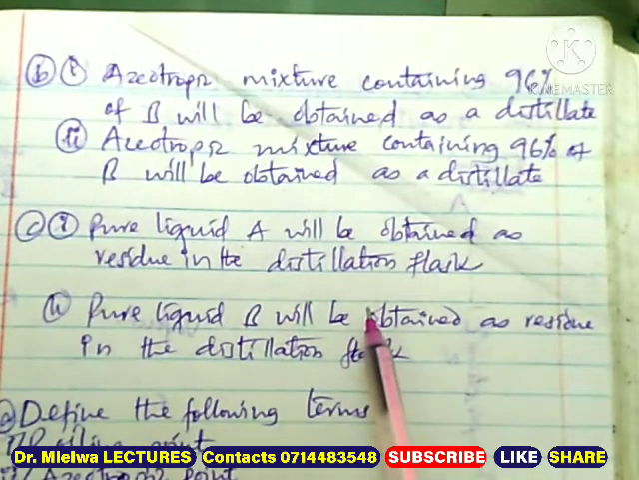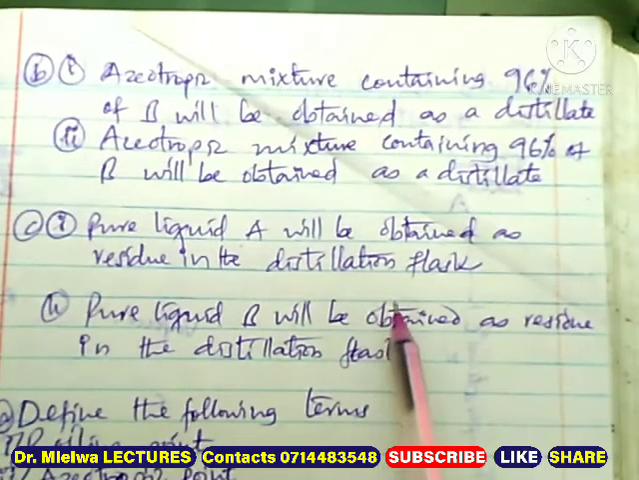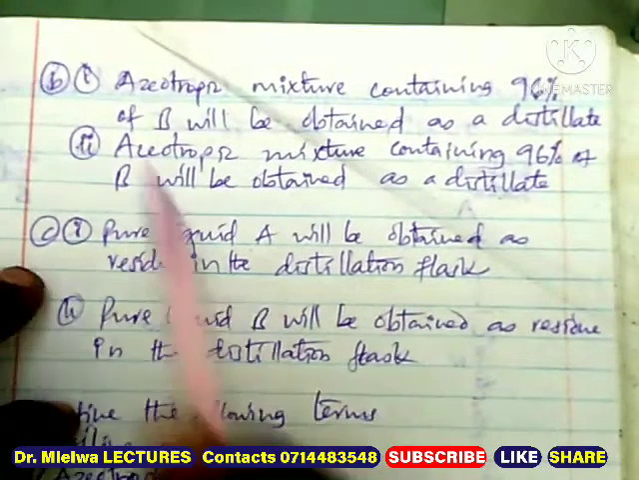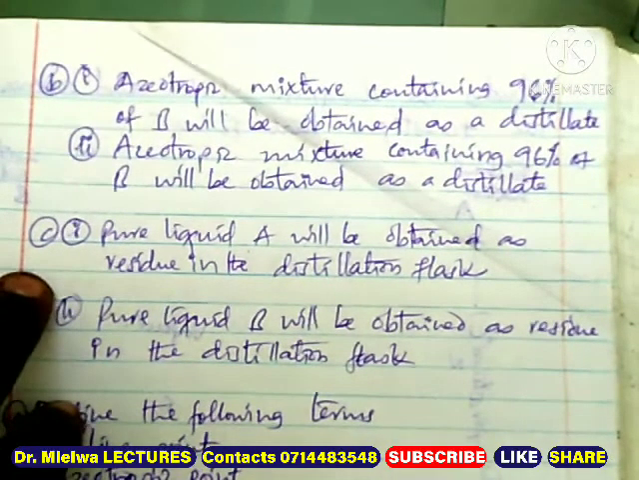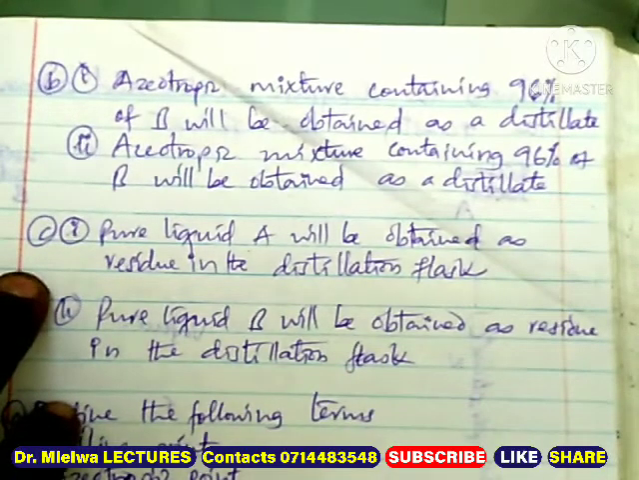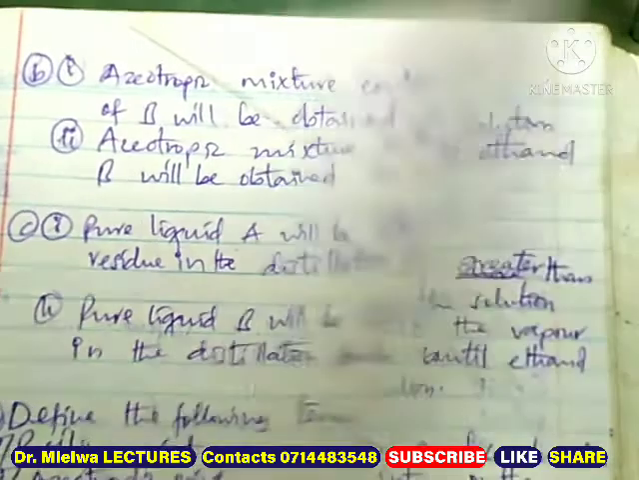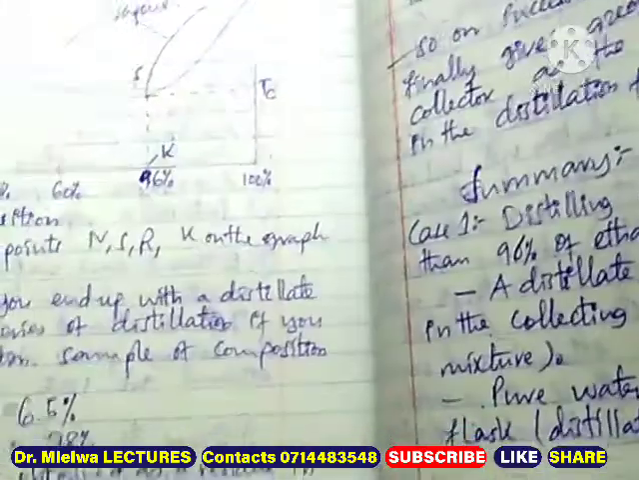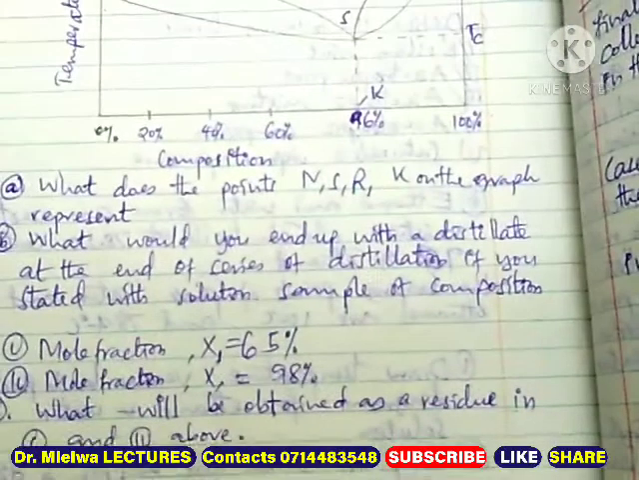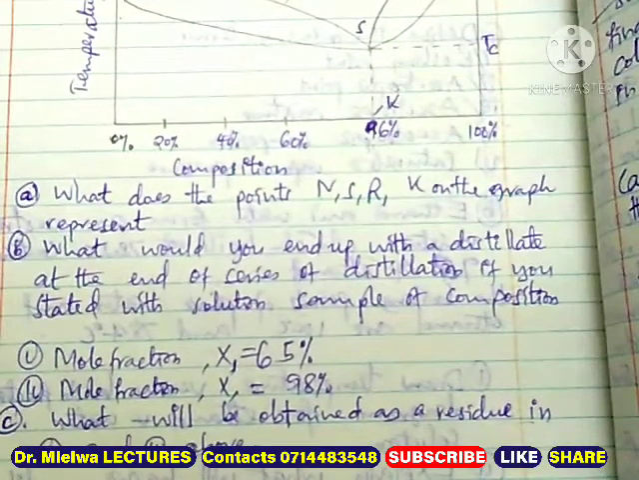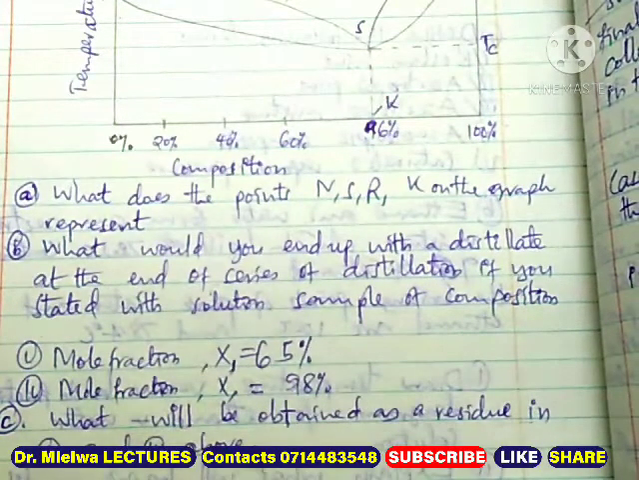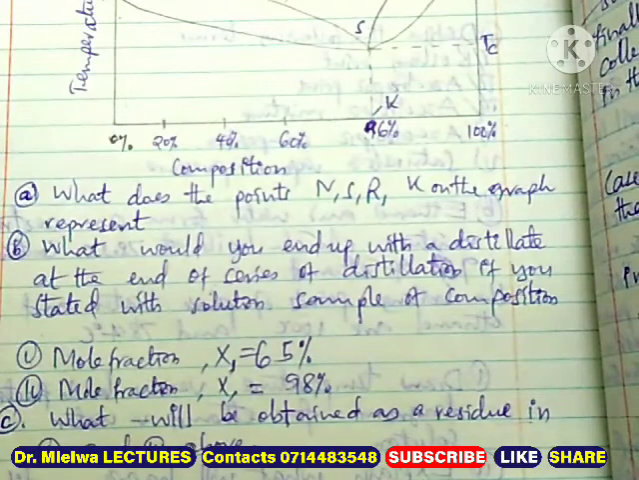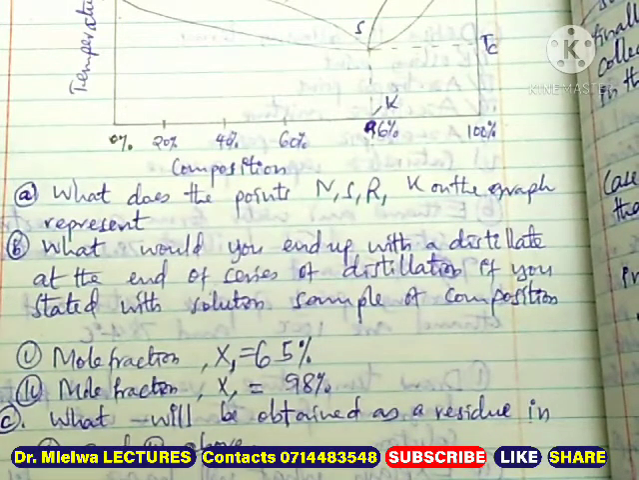So in the distillate we will get the isotropic mixture. The isotropic mixture containing 96% will be obtained as distillate. And in Roman 2, the isotropic mixture containing 96% of B will be obtained as distillate. Because our question asked what would you end up with as a distillate at the end of a series of distillation? It must be what? The isotropic mixture. But our question C asks about the residues. After knowing the distillate, now what will be the residues?